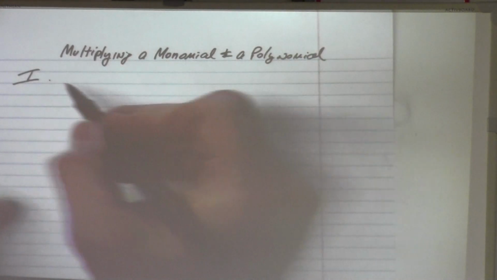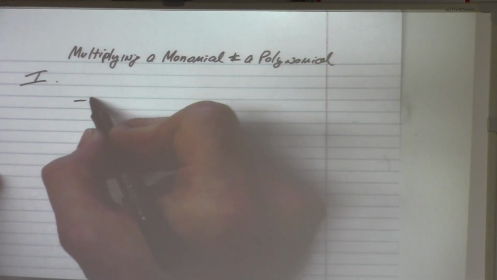This lesson has two parts. One of them is multiplying a monomial and a polynomial, and the other one is basic factoring of a polynomial. Let's start with this, multiplying a monomial and a polynomial. And I'm going to start with these as an example.